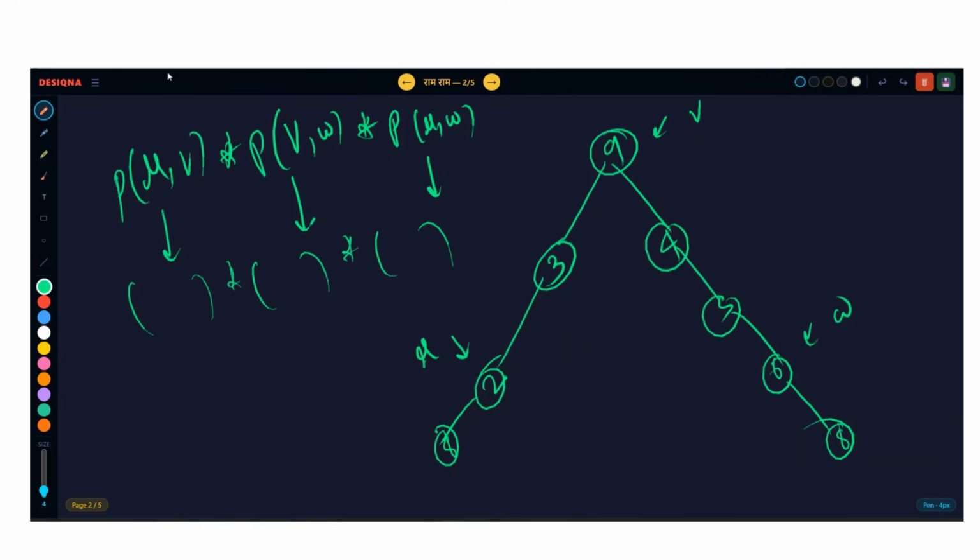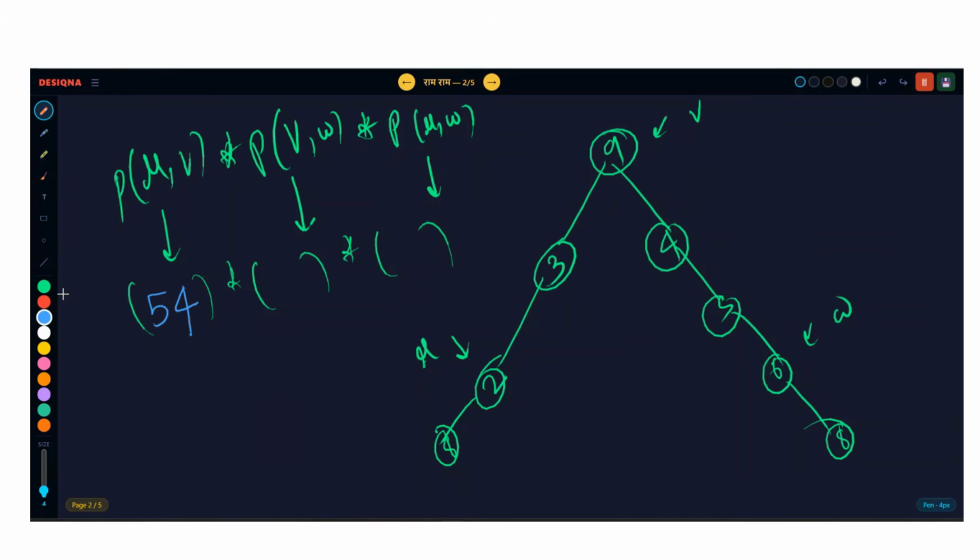What is P of U to V? Very simple. Just chill out. U to V means if you go from U to V, what is the product of the numbers? 9 into 3, 27. 27 into 2, 54, right?